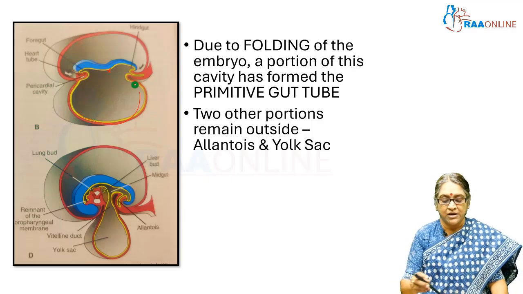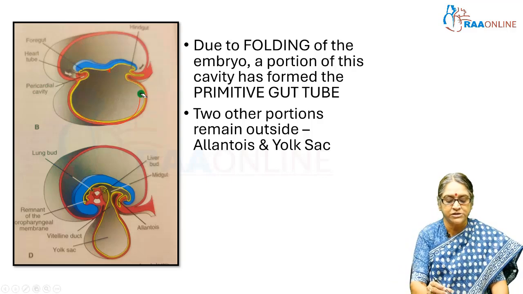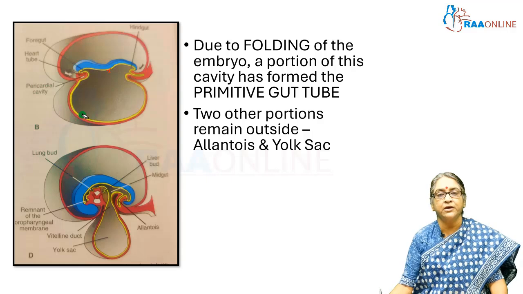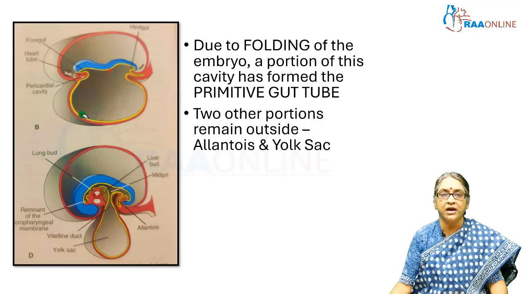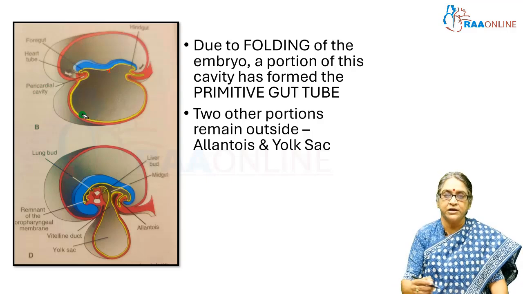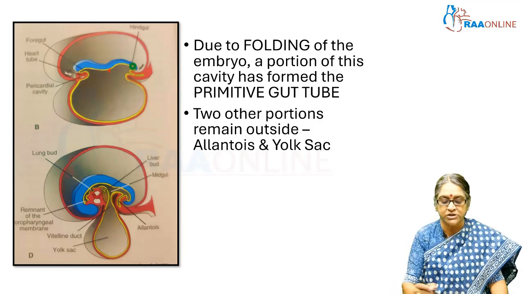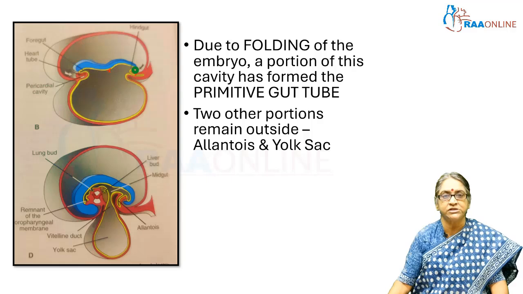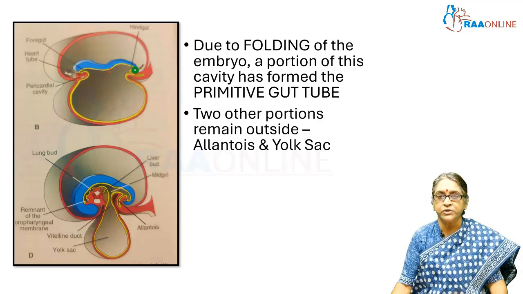So that cavity, let me rub this off so that you don't get confused with the color. You find that yellow line, and that yellow line, the entire cavity, is the endoderm-lined cavity that we are talking about. It includes the yolk sac. We also know that a diverticulum here, which is called the allantois diverticulum, is also given out from the endodermal cavity.